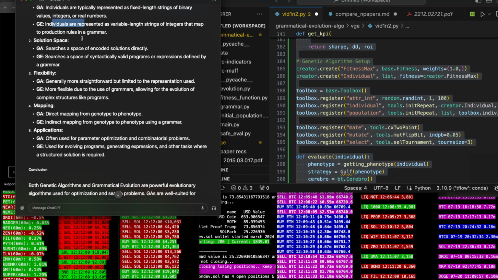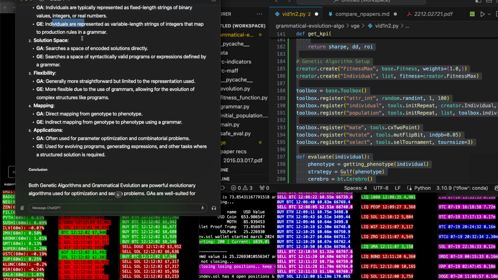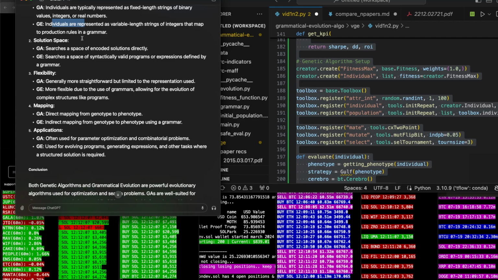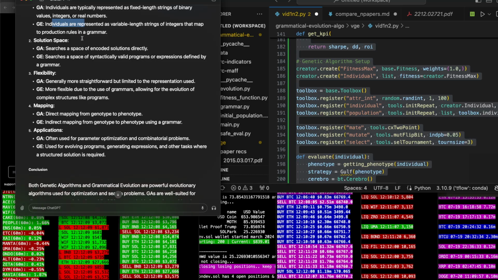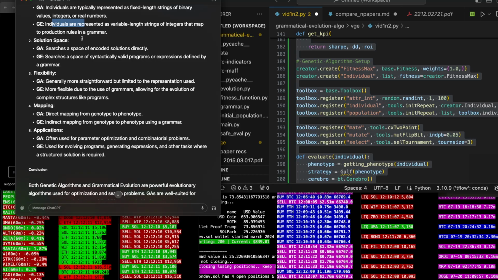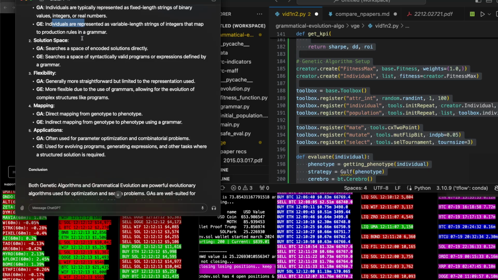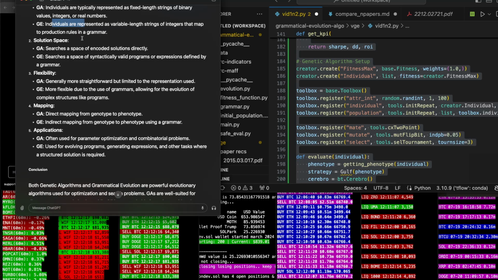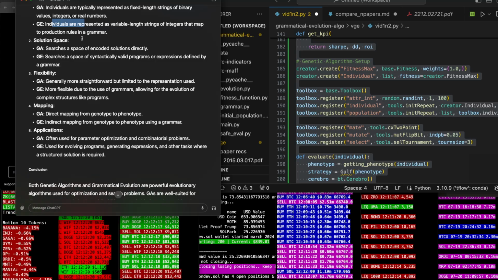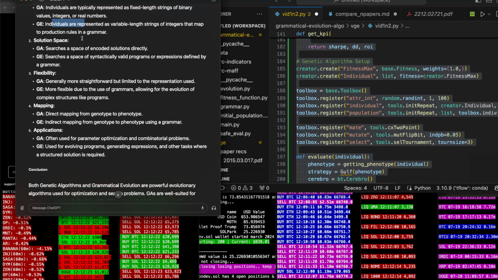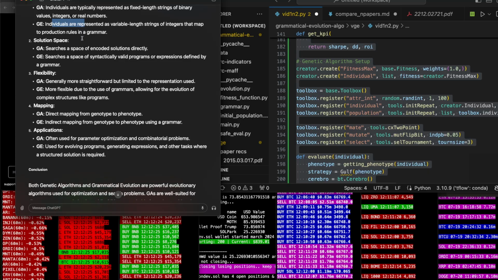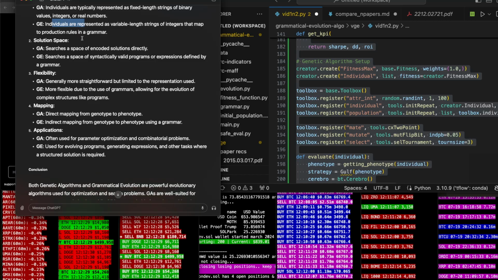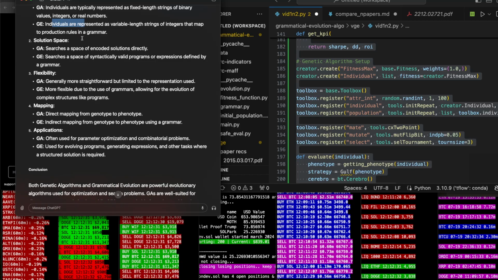So the solution space. GA searches a space of encoded solutions directly. The GE searches a space of syntactically valid programs or expressions defined by a grammar. Flexibility. Generally, GAs are more straightforward but limited to the representation used. GE is more flexible due to using grammars, allowing for the evolution of complex structures like programs. Mapping. GAs are direct mapping from genotype to phenotype. GE is indirect mapping from genotype to phenotype using a grammar.